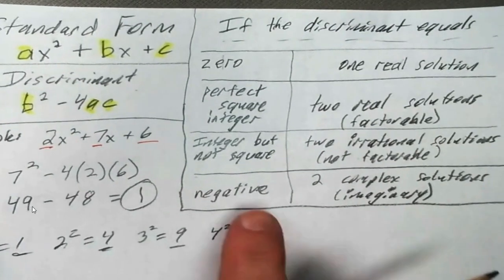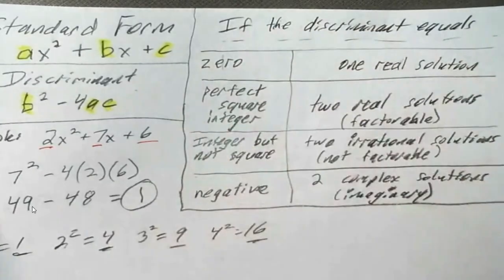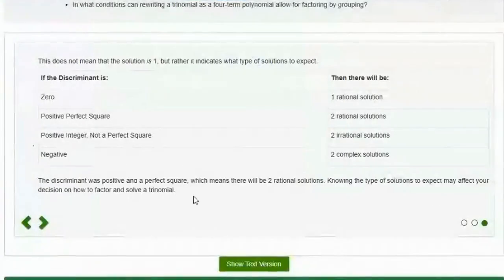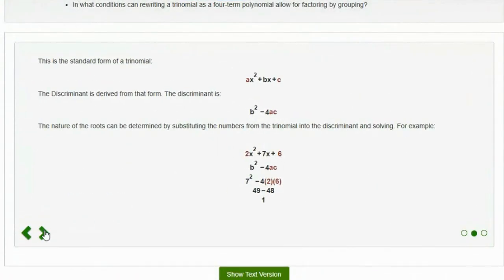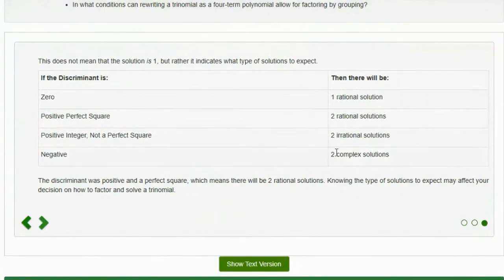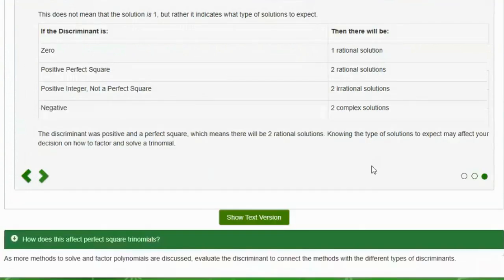Okay, so this is what you would definitely need in your notes, what you want to know. And it's right here on the first page in Buzz. It's just that you got to use the little arrows to get over to it, but it's the third point here, that 0 is one rational solution or real solution. Positive perfect square, two rational solutions. A positive integer, but not a perfect square, two irrational solutions. And if it's negative, two complex solutions, which means it's imaginary.